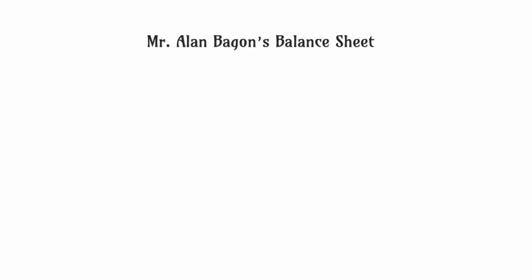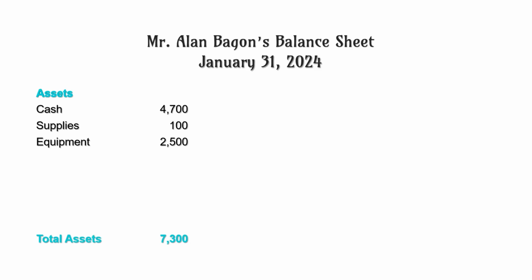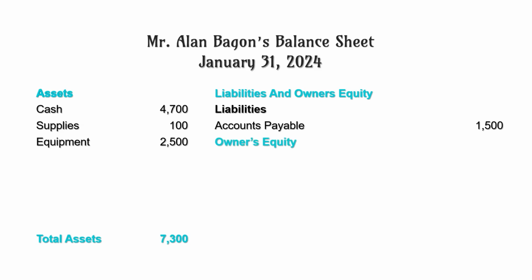Let's review Mr. Alan Bagan's balance sheet to assess his business's financial health. On January 31st, Mr. Bagan, a lawyer, examined his balance sheet to check his business's finances. On the left side are assets, which are resources expected to bring future economic benefits. These assets include cash, supplies, and equipment. The right side shows liabilities and owner's equity, representing how the business is financed. Liabilities are amounts owed. Owner's equity is the owner's interest in the business.